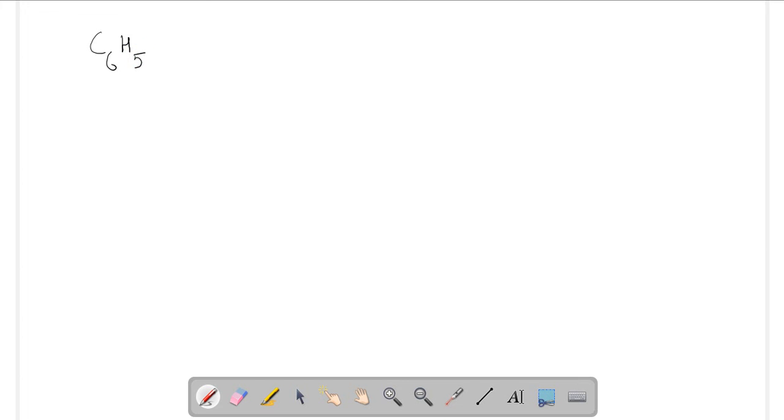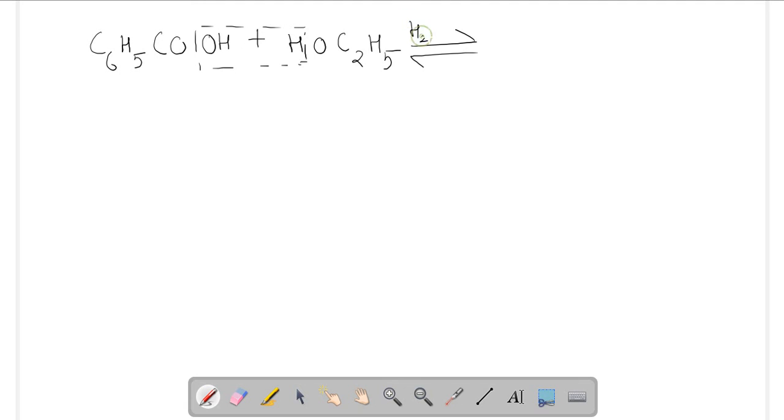Next, C6H5COOH, that is benzoic acid. When it is reacted with alcohol, that is C2H5OH, then the formation of water will take place, and in the presence of H2SO4 the produced compound will be C6H5COOC2H5, that is ethyl benzoate.